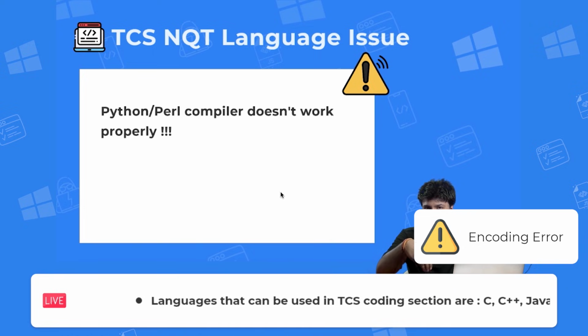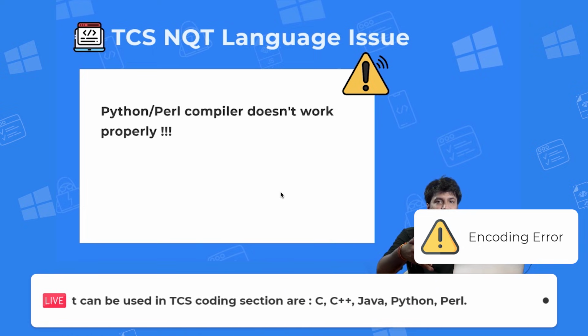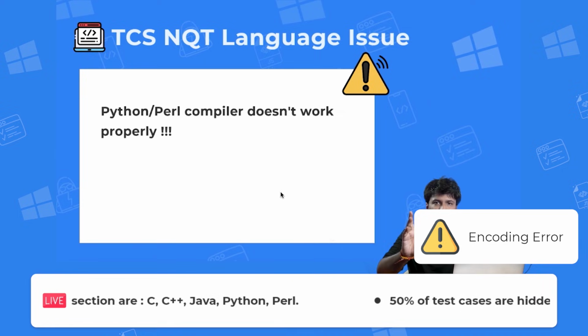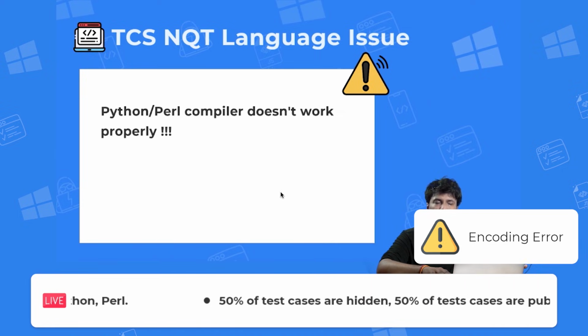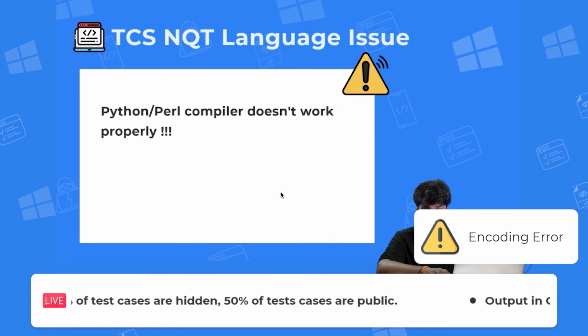So which is why do not code in Python or Perl, use C, C++ or Java, because most of the Python people know C or C++ definitely, right? So only code in C, C++ and Java.